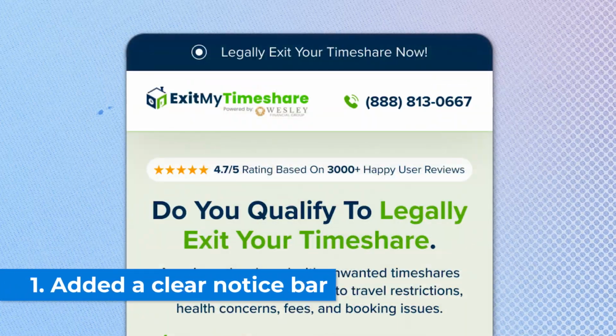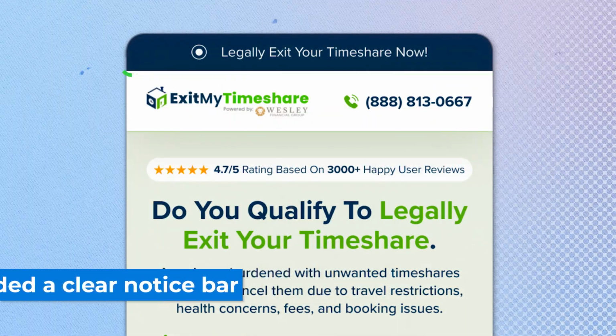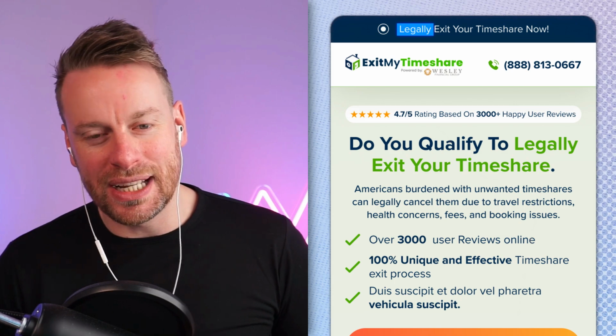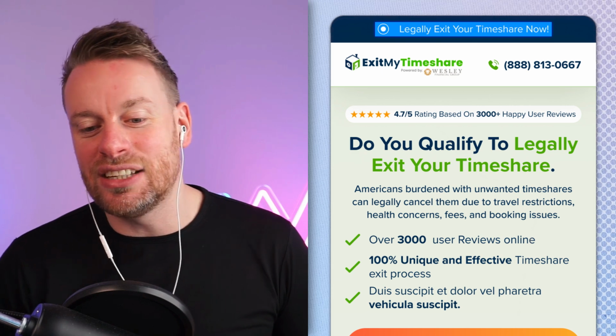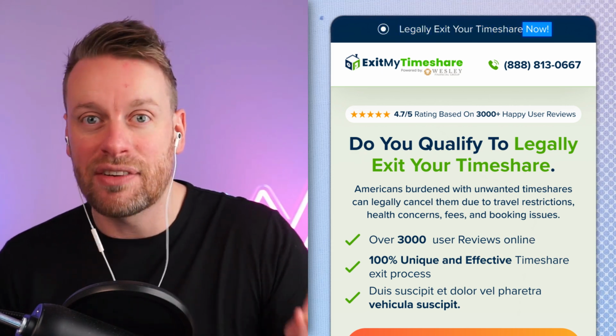So number 1, we just called out the most important value proposition in a clear notice bar way above the fold. Legally, which is really important when it comes to timeshares, because to legally exit your timeshare is very, very difficult, we've just called that benefit out. Legally exit your timeshare now. The word now is very, very important.